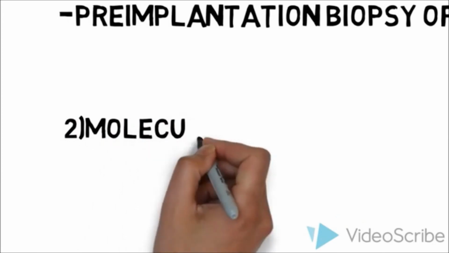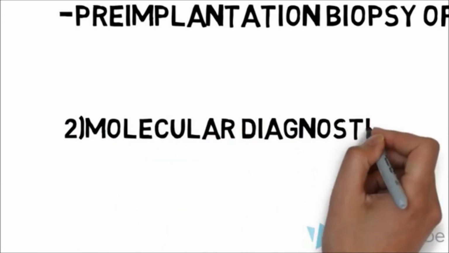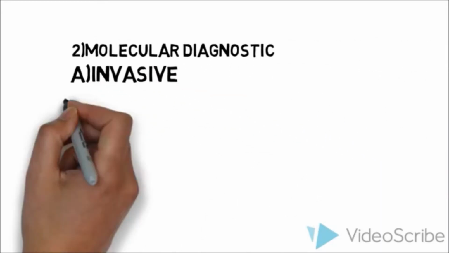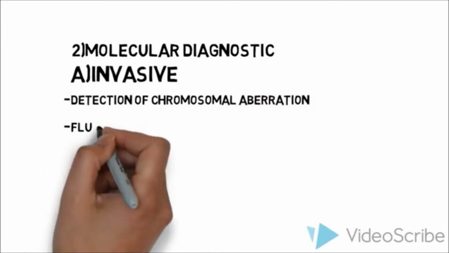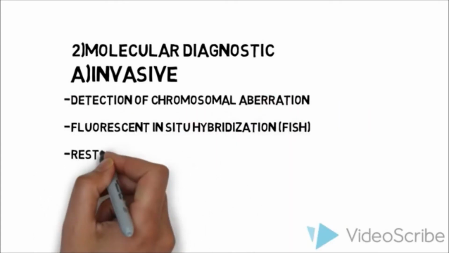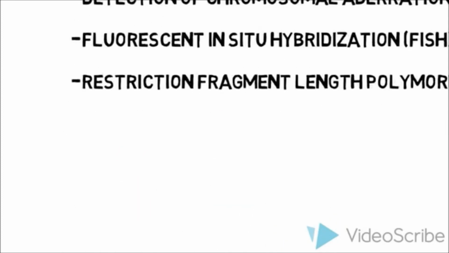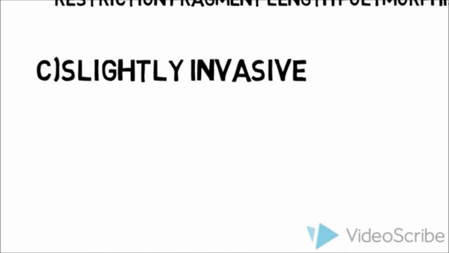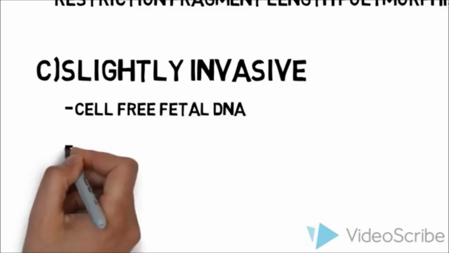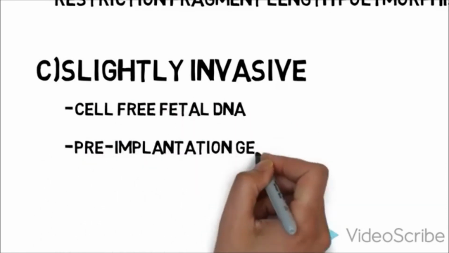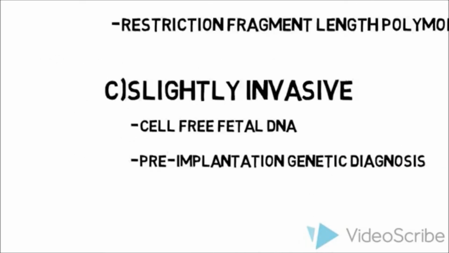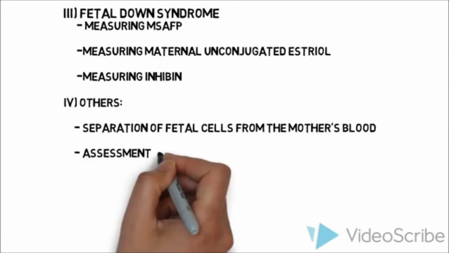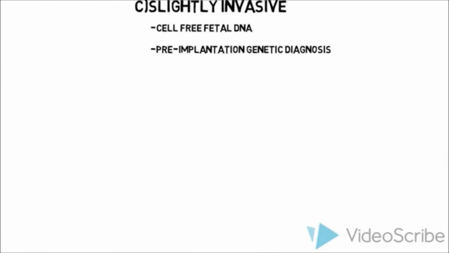Next, we proceed with the second aspect, which is the molecular diagnostic method. In this method, there is an invasive technique, with the detection of chromosomal aberration by using the FISH technique or restriction fragment length polymorphism. There is also a slightly invasive technique, where we can use cell-free DNA and also pre-implantation genetic diagnosis. The other techniques use the isolation of fetal cells from the mother's blood and also the assessment of the fetal specific DNA methylation ratio.